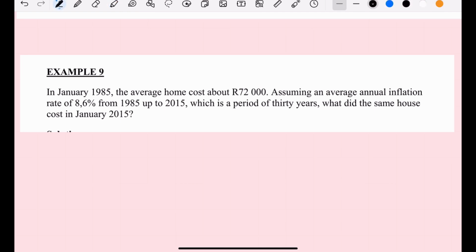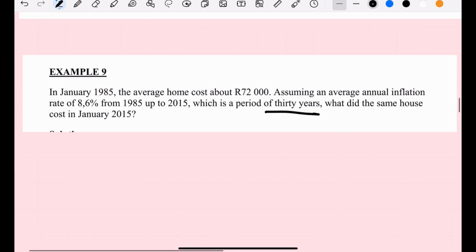Here's the first example that we'll be doing regarding inflation. It says in January 1985, the average home cost about 72,000 Rand. Assuming an average inflation rate of 8.6% from 1985 up to 2015, which is a period of 30 years, what did the same house cost in January 2015? So they tell you that 30 years elapsed. They give you the original value P, and they give you the rate of 8.6%. And they're asking you what the same house would cost in 2015, which is your A value that they want.